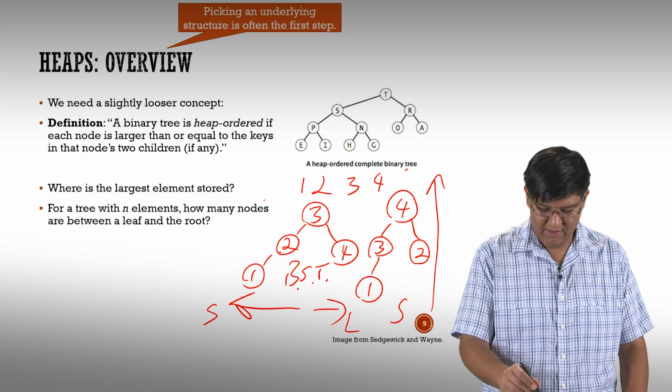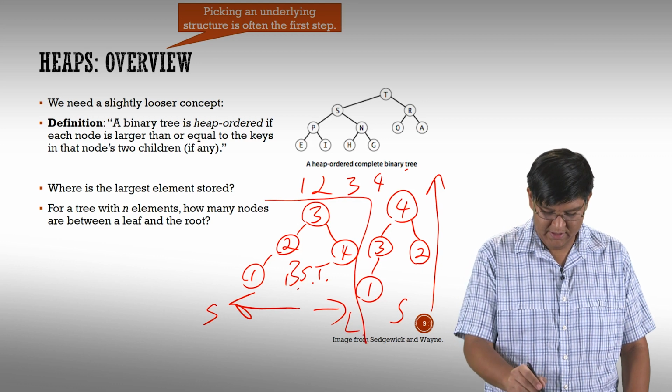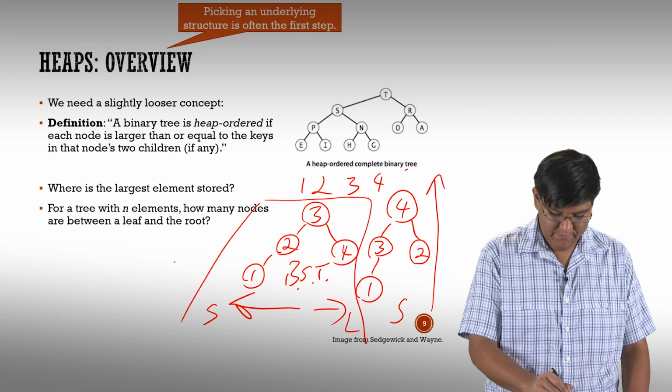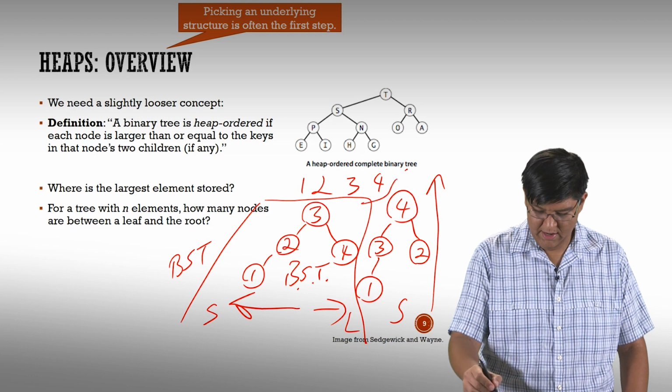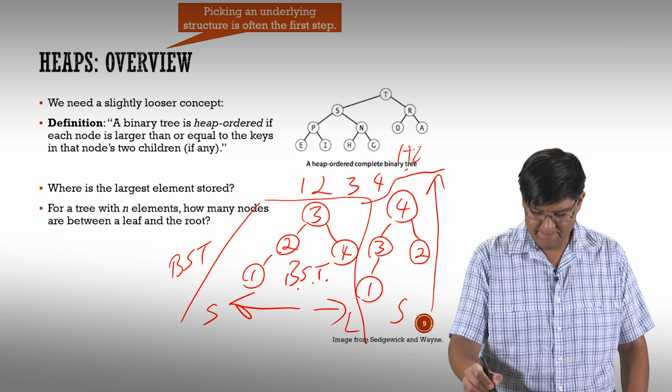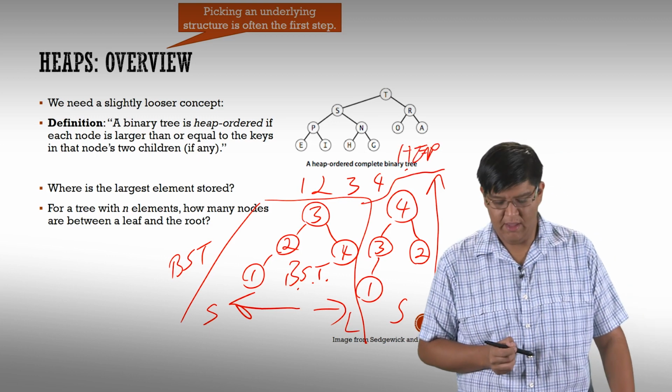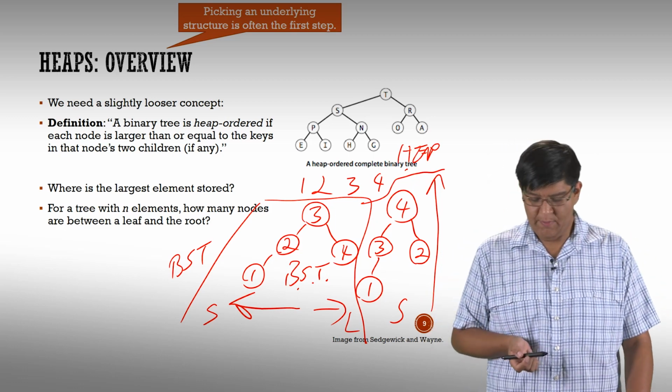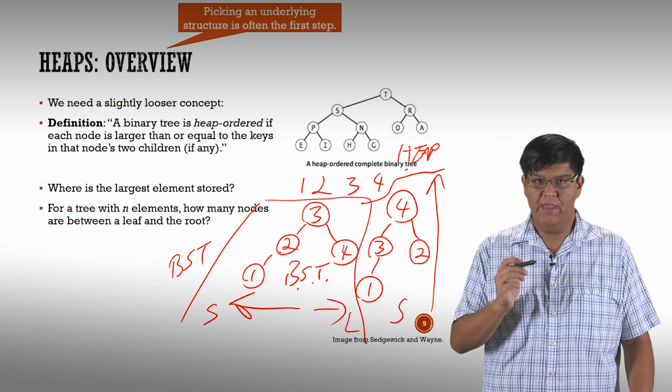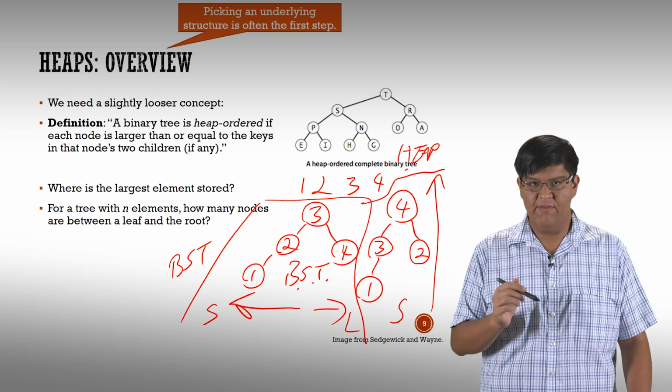Let me box these a little bit. So this over here is a BST. This over here, the right-hand side drawing, is a heap. So I have different rules: top to bottom instead of left to right. And this will be a lot easier to manage for us than having that left-right rule.